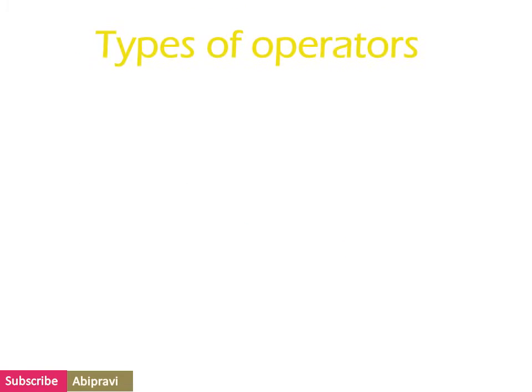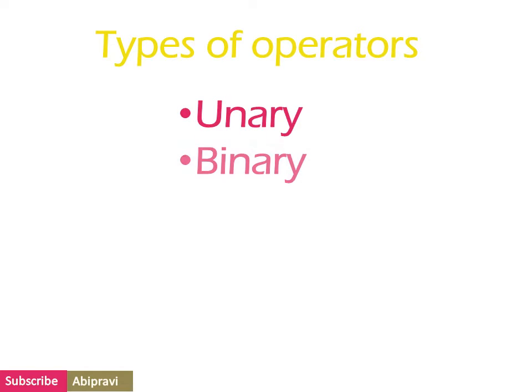Types of operators. There are three types of operators used in C++. They are unary, binary, ternary.